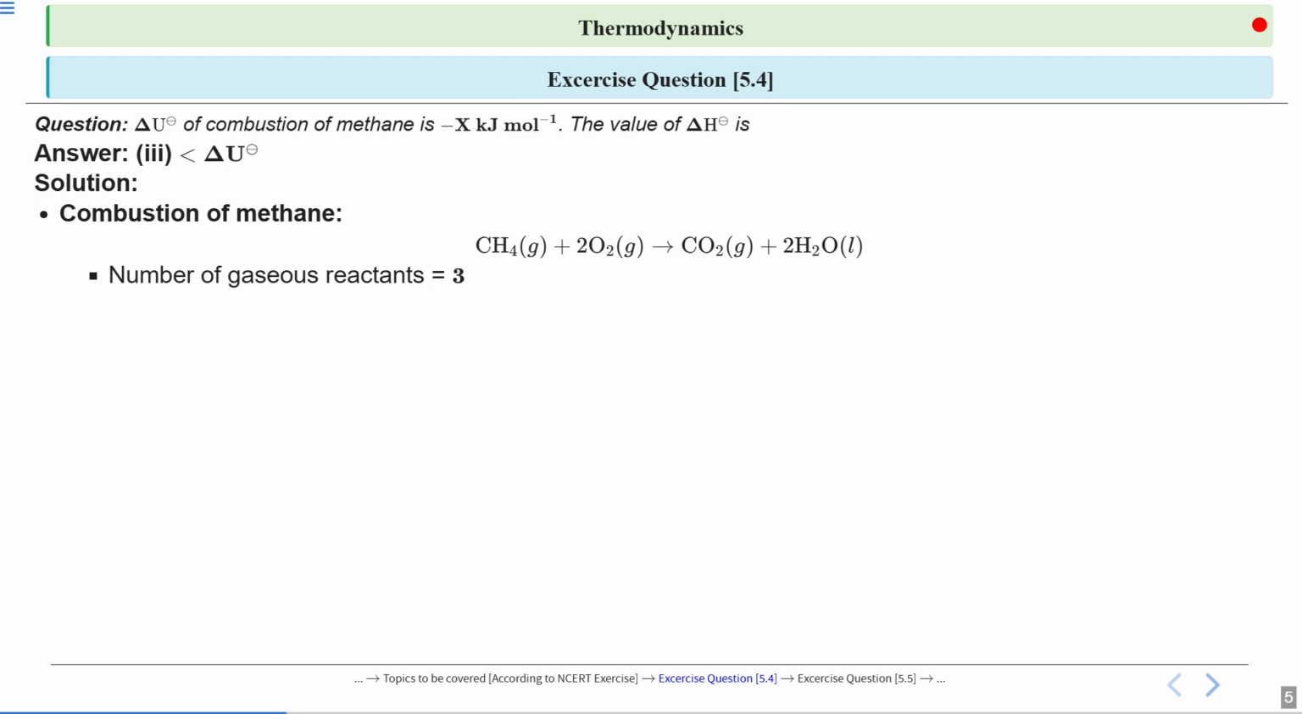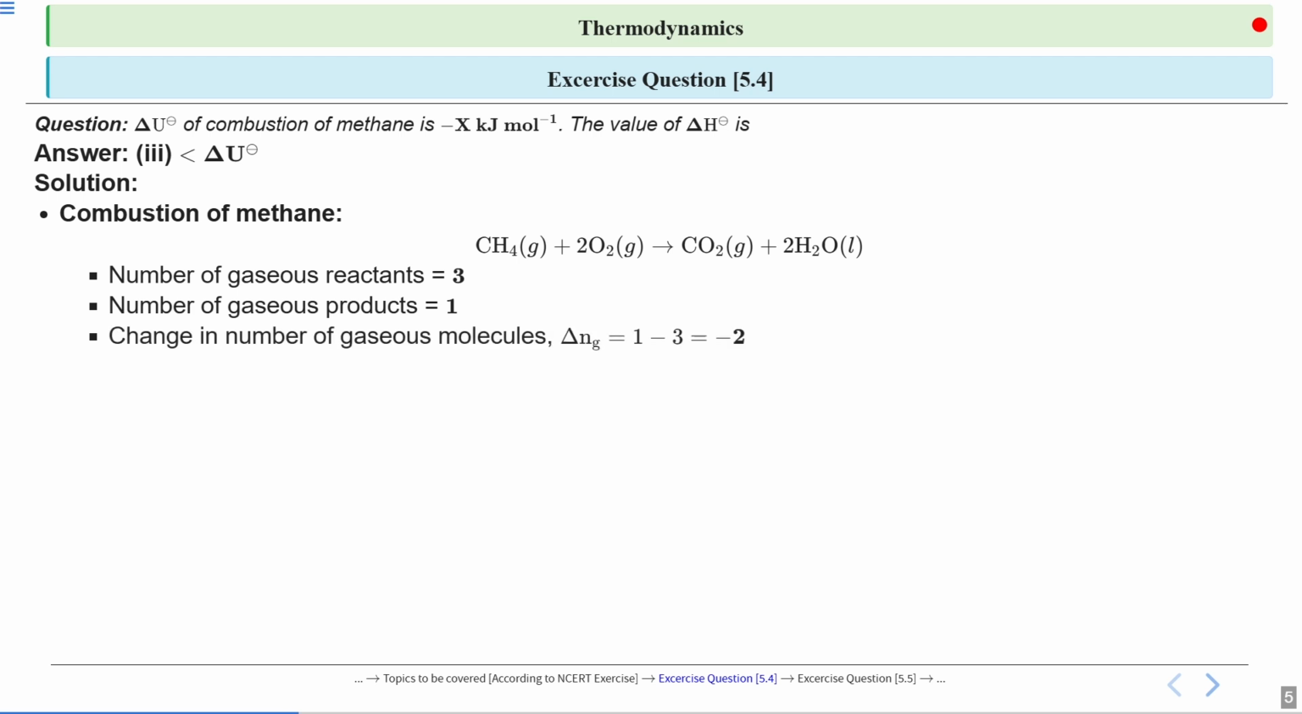Now, if I look at the equation, what can I analyze? We can say that the number of gaseous reactants is 3, right? It's very clear that it is 3. 2 is coming from the oxygen molecule and 1 is coming from the methane. What about the products? If you look at the product side, we have only one gaseous species, which is carbon dioxide. The other one is water, which is a liquid, so we will not consider it as a gaseous product. Then we can calculate the change in number of gaseous molecules, delta Ng, which is 1 minus 3, and that will be equal to minus 2. So you got your change in number of gaseous molecules.